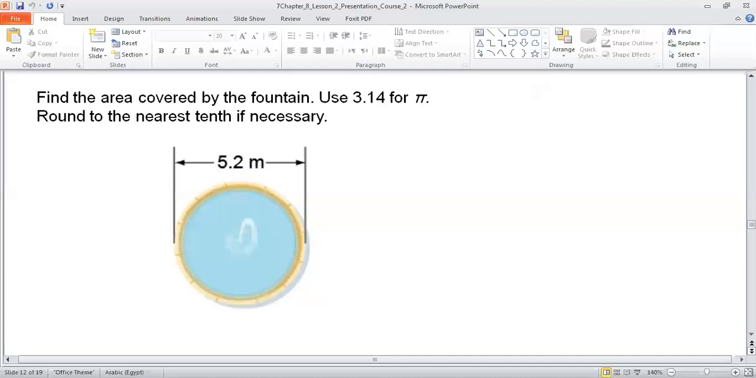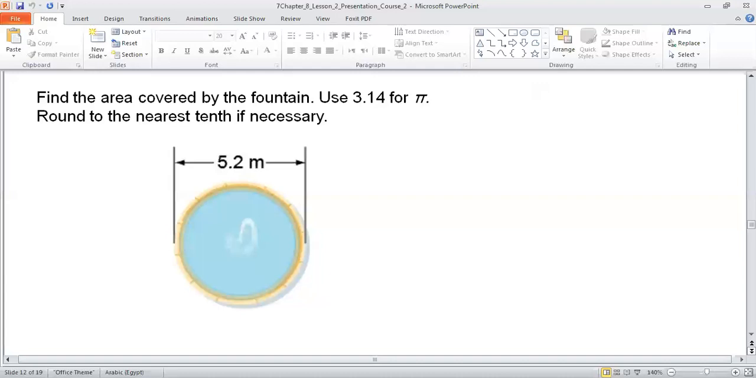So this 5.2, can you see it? Yes. This is what, Faisal? This is the diameter, my son. So the diameter here is equal to 5.2. So the radius is equal to what?